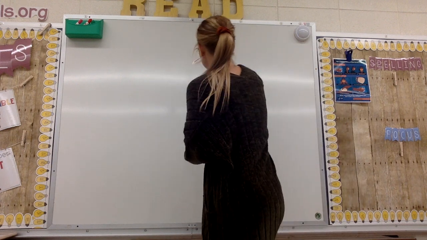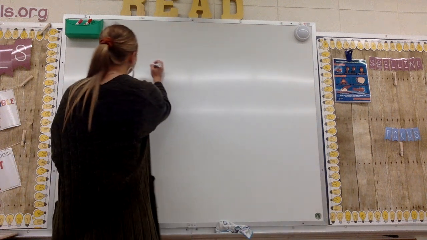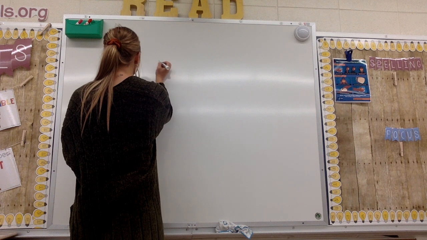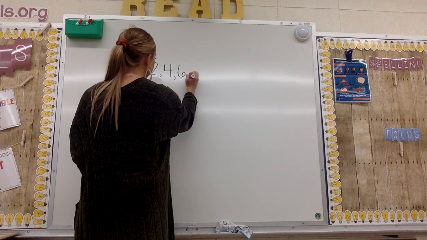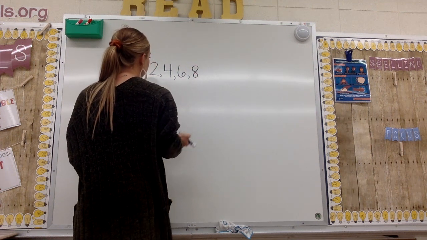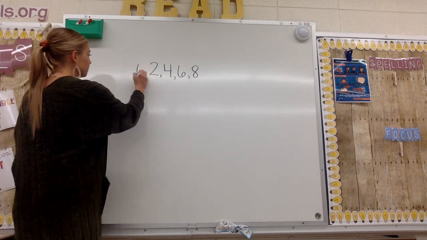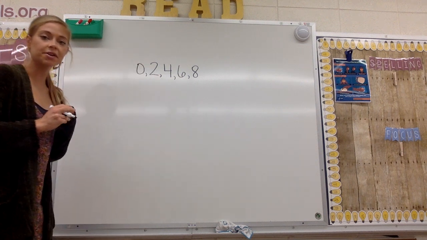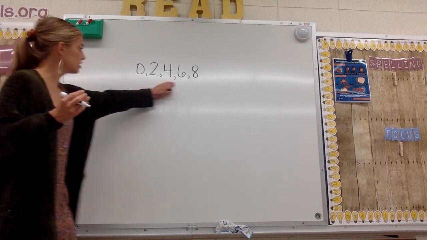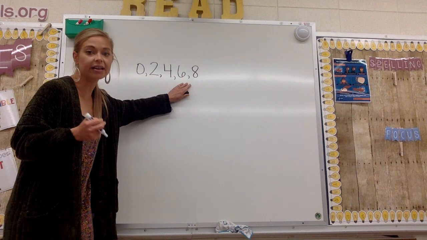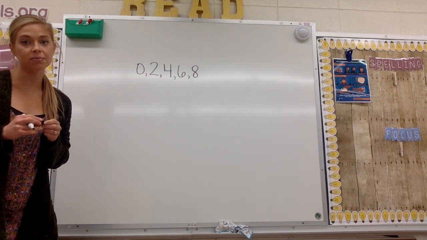Okay, so I'm going to give you a little trick. Numbers that end in 2, 4, 6, and 8 are all even numbers, and 0. Okay, so 0, 2, 4, 6, and 8. Any number that ends in these numbers is an even number, okay? Because they can be grouped evenly in groups of 2.